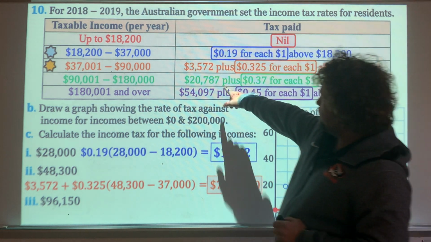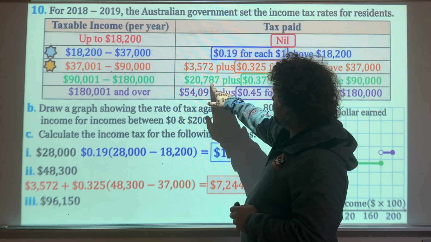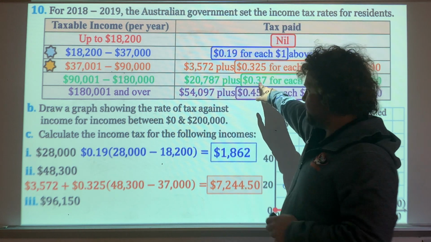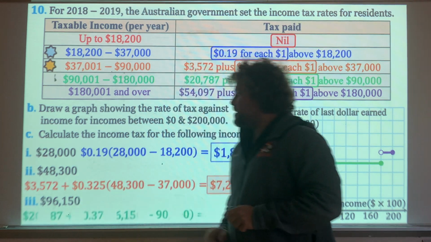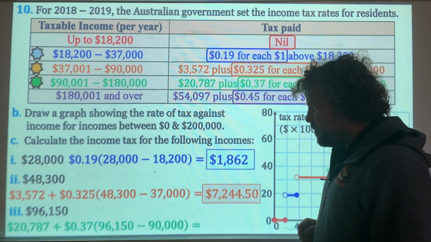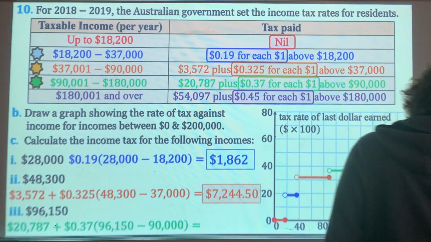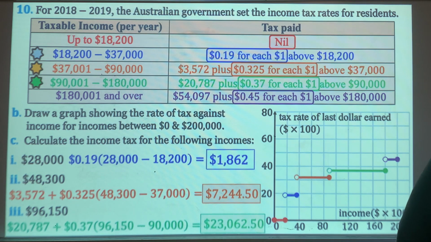96, that's in this green one. So you're going to do $20,787 plus 0.37 times the difference between 96,150 and 90,000. Multiply it by 0.37, then add 20,787 to the answer. And when you do that, you get $23,062.